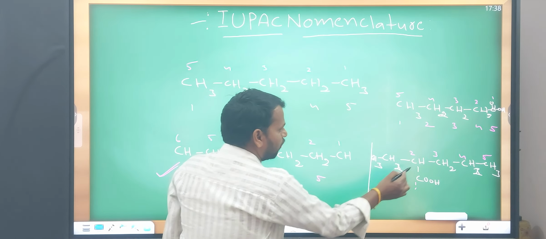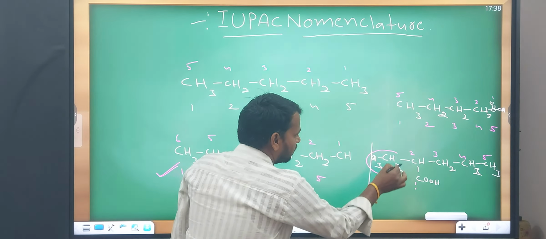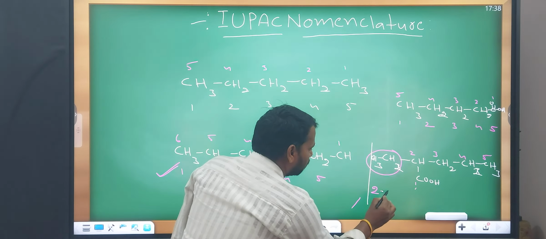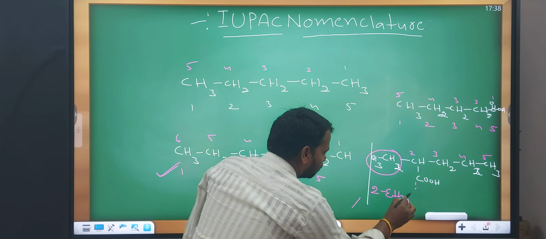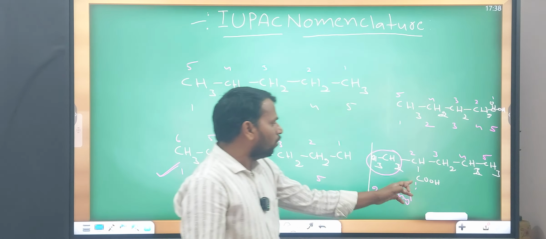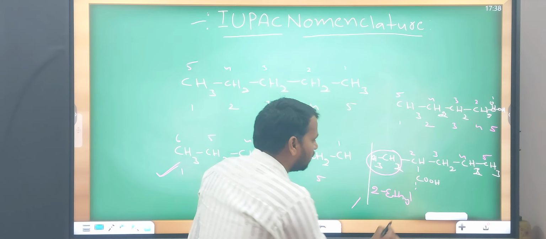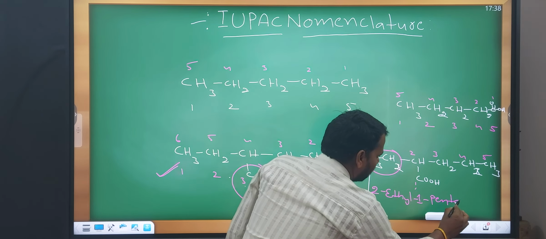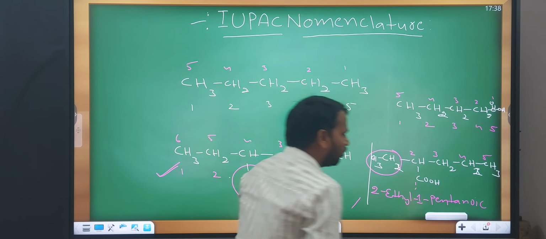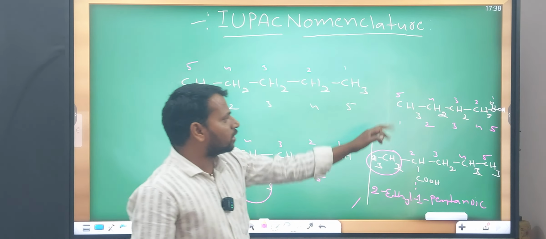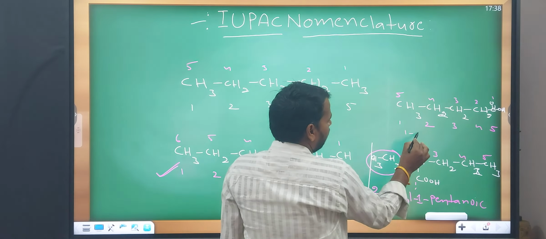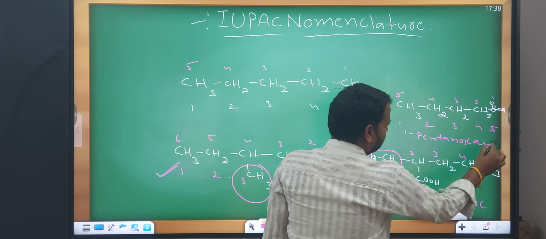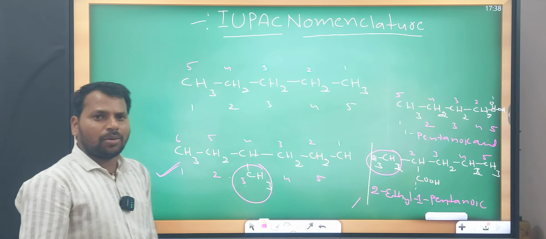Suppose as per this, what is the name of the compound? At second position CH3CH2 is present, which is said to be ethyl. So the name of the compound is 2-ethyl. 1, 2, 3, 4, 5 carbons are present, so it is 2-ethyl pentanoic acid. This one is said to be simple pentanoic acid. So that is about rule number 2.